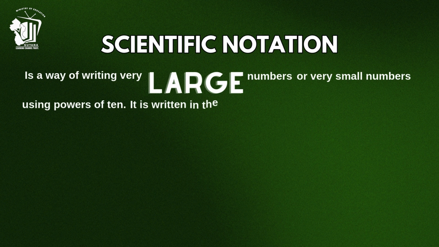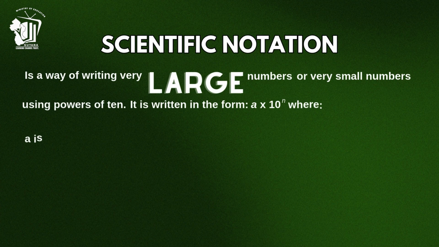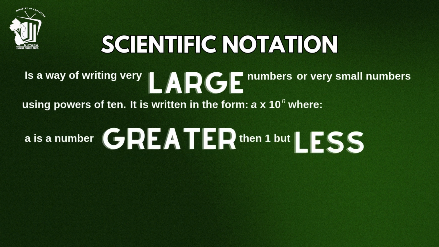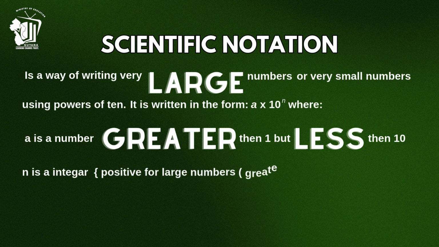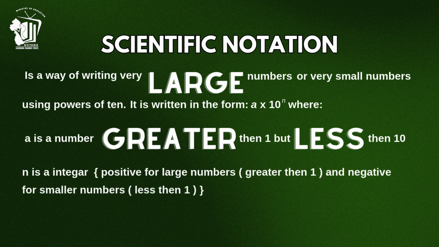Now it is written in the form a multiplied by 10 raised to the n power. This is just the general form of how the scientific notation will look. Now a would be a number that is greater than 1 but less than 10. A cannot exceed 10, nor can it be smaller than 1. And n would be an integer, and it's positive for a large number, greater than 1, and negative for small numbers, less than 1. We'll look at that more in detail when we look at a few examples.